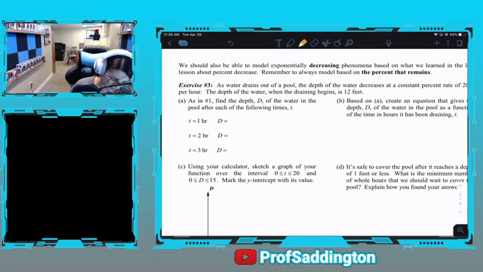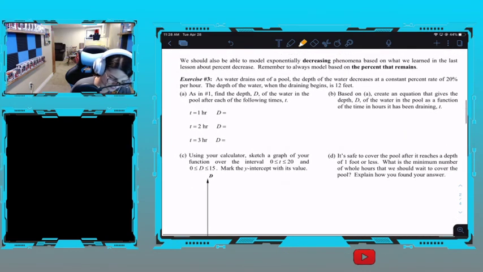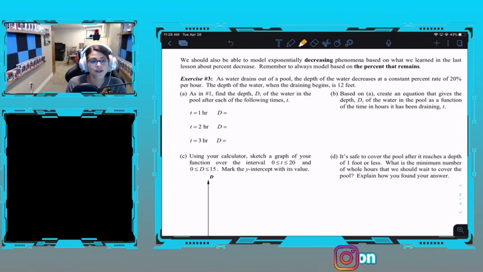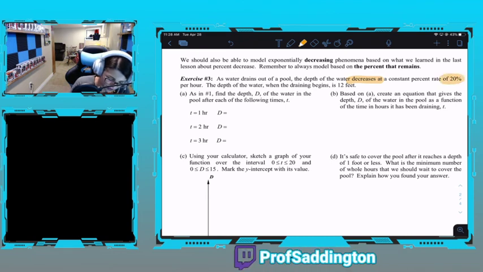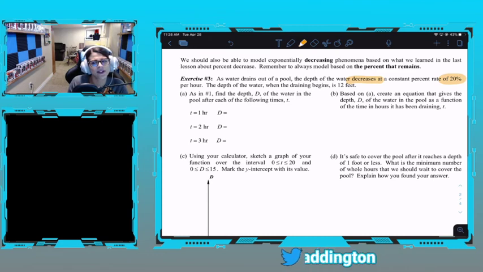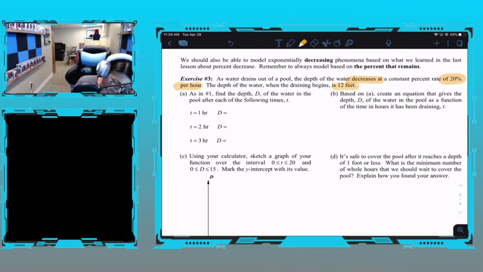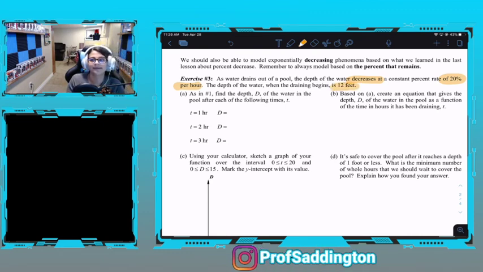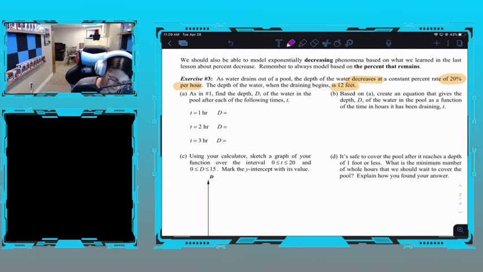So now that we've done a growth model, let's show a decay model. So something that is decreasing. As water drains out of a pool, the depth of water decreases at a constant percent of 20%. Whoa. That's good though. That means if you're draining your pool, you don't want it to move too slow. So 20% per hour. The depth of the water begins at 12 feet. Ooh, we got a deep pool there. Nice. All right.